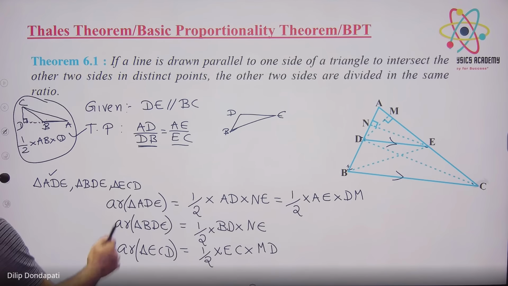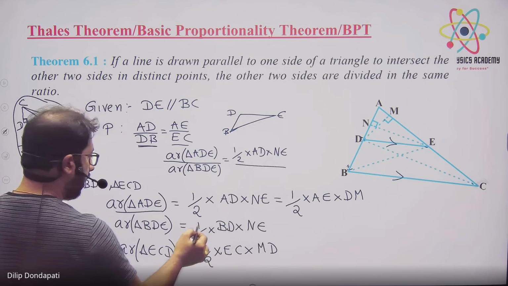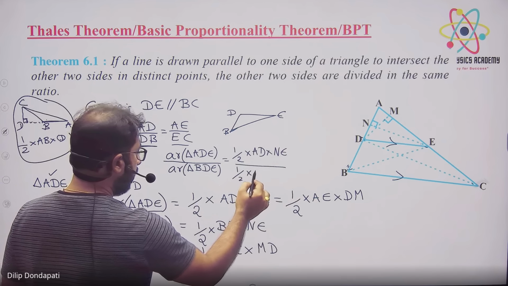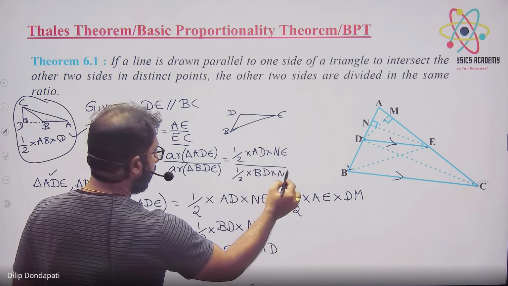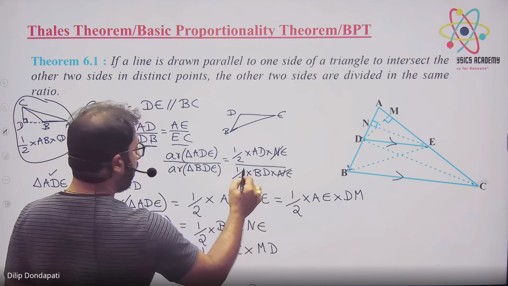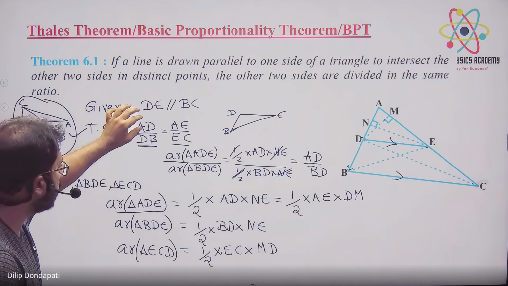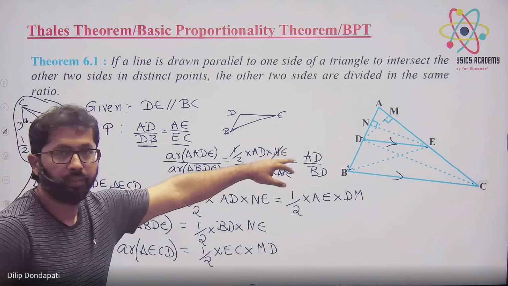So area of triangle ADE by area of triangle BDE I'm taking. So what will happen here? Half into AD into NE, divided by half into BD into NE. So NE cancels, half cancels. You get AD by BD. First one came. We took the corresponding triangles and divided. I got this one. Okay.